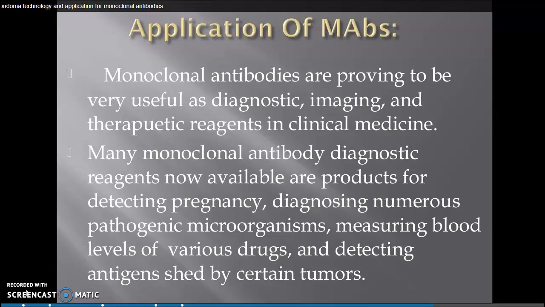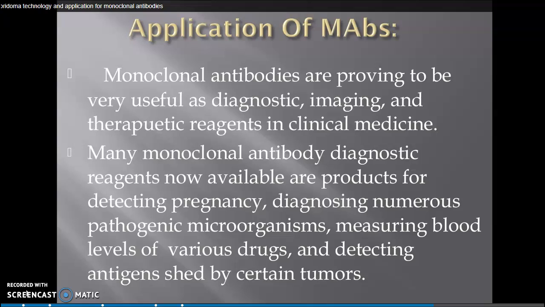This monoclonal antibody has a wide range of applications in the field of diagnostics, imaging, and therapeutic reagents in clinical medicine. Many monoclonal antibody diagnostic reagents now available are products for detecting pregnancy, diagnosing numerous pathogenic microorganisms, measuring blood levels of various drugs, and detecting antigens shed by certain tumors. So here I could say that it is used as diagnostic or imaging therapeutic agents.